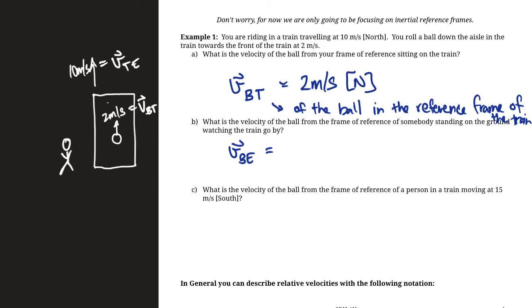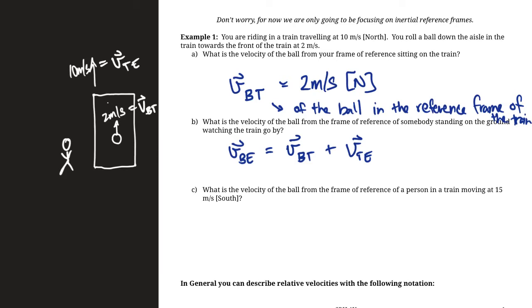So it may sound like I'm making this more complicated than it needs to be, but trust me, it's going to make it easier for questions later that are more complicated. So we have the velocity of the ball with reference to the train, and we can add to that the velocity of the train with reference to the Earth. Okay, so do you see that? To go from the ball to the Earth, we had to go from the ball to the train, and then from the train to the Earth. So think of it sort of like a chain of things that we need to add together.